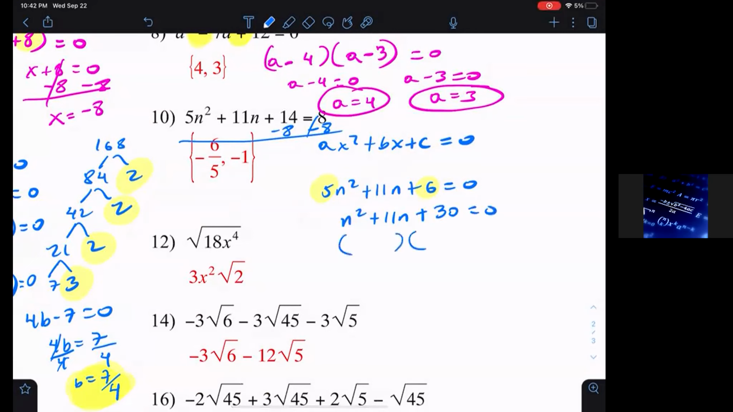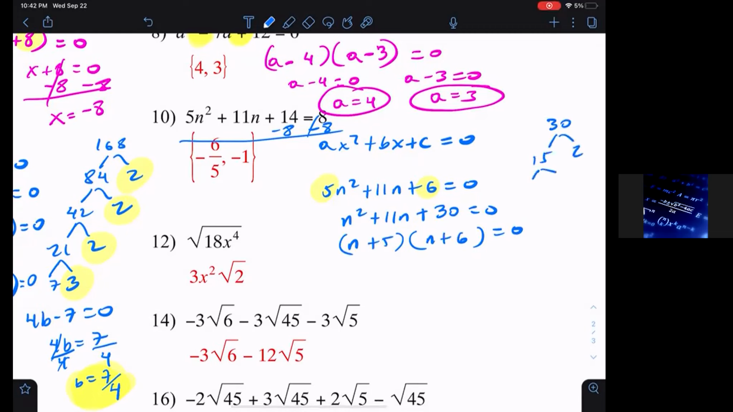Now I need to factor. What two numbers when you multiply give you 30 and when you combine give you 11? Well, that's going to be 5 and 6, right? If you don't know how to do that, you can do the prime factorization, 15 and 2, and 5 and 3, right? So 6 times 5 is 30, and 6 and 5 give you positive 11, right? So at this point, remember, because you did the AC method, you need to divide by 5. So this is going to be n plus 1, and then you can move this 5 to the top, so that's going to be 5n plus 6 equals 0.